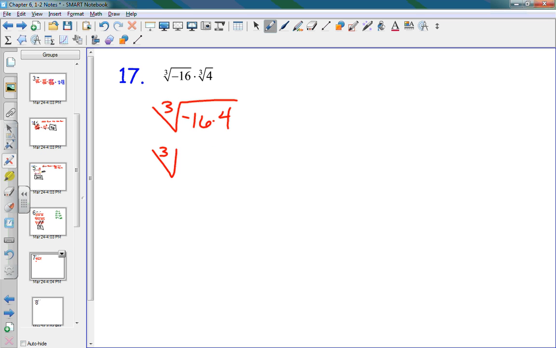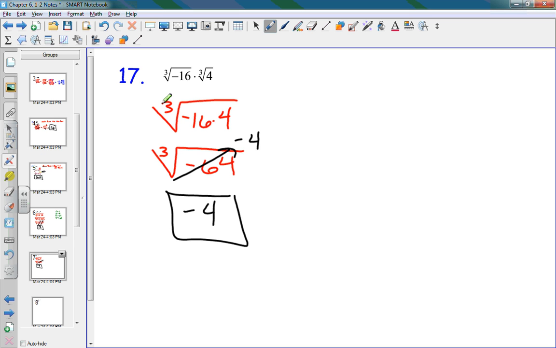Well, what is negative 16 times 4, folks? Negative 64. Is negative 64 a perfect cube? Yes. So what number multiplied by itself 3 times gives me negative 64? Negative 4 times negative 4 is positive 16 times negative 4 gives me negative 64. So this comes out to be negative 4 as my answer. Do we see that, yes or no? Notice how I'm showing you both methods here. So if you don't understand the one method, then your brain should grasp the other one.